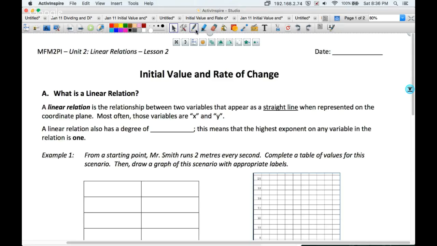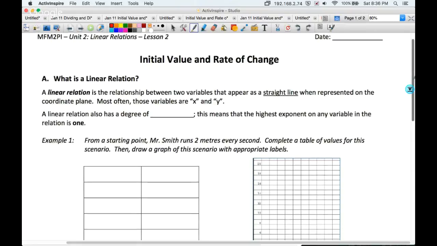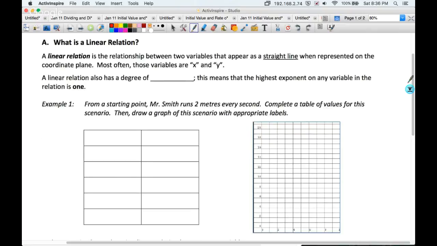Hello and welcome. This is going to be our homework help video for the initial value and rate of change homework. We start with the definition of a linear relationship.